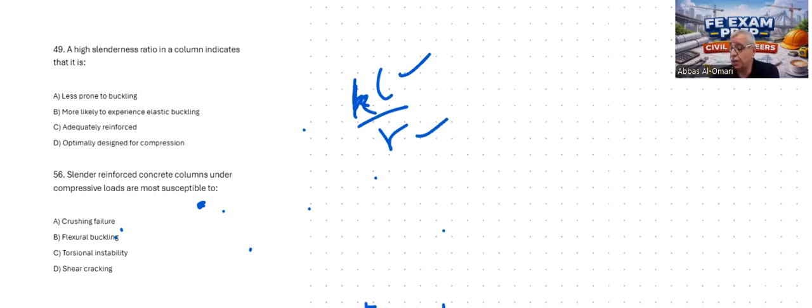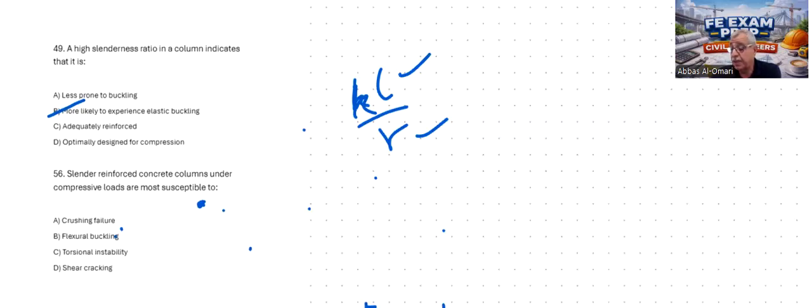So if this ratio is high, that means the column is more subject to buckling. High slenderness ratio means more likely to experience elastic buckling. Adequately reinforced has nothing to do with reinforcement, and optimally designed for compression is not it. So the correct answer is more likely to experience buckling. The higher the KL over R, the slenderness ratio, the more the column is subject to buckling.